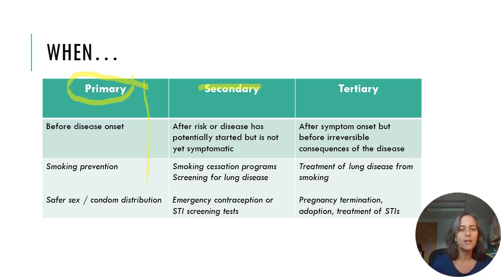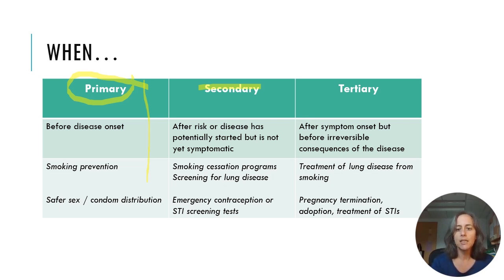So that's secondary intervention. And then tertiary intervention is you already have symptoms, right? But it's not irreversible. So that would be treatment of lung disease from smoking. That would be treatment of lung cancer even would fall in that category. And certainly for tertiary, for unprotected sex, right, treating those STIs and getting them gone. So that is the when.